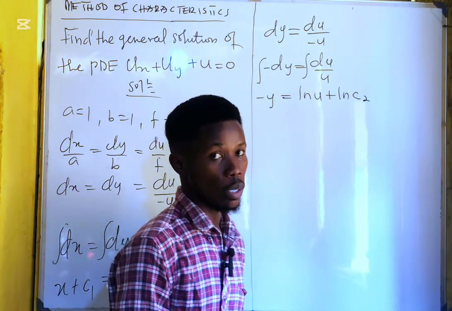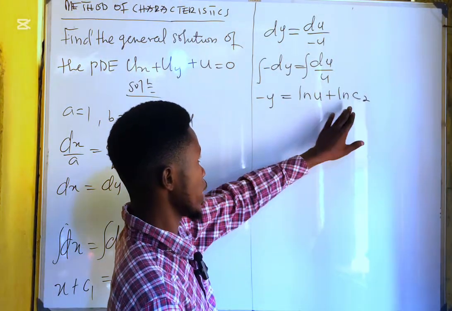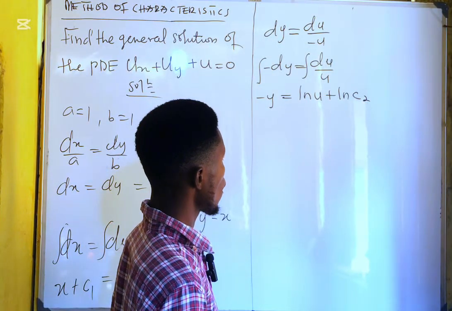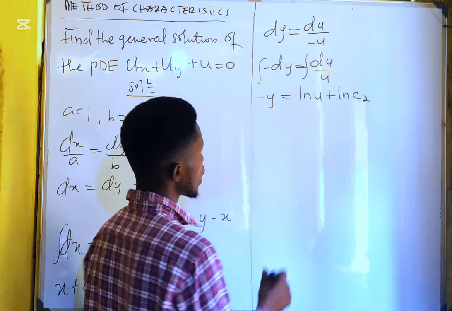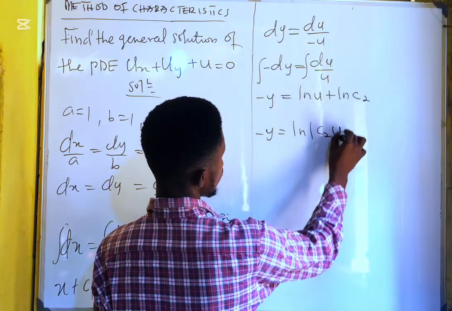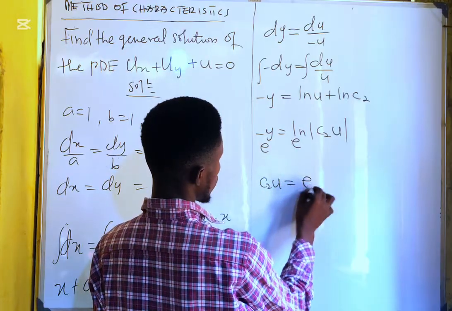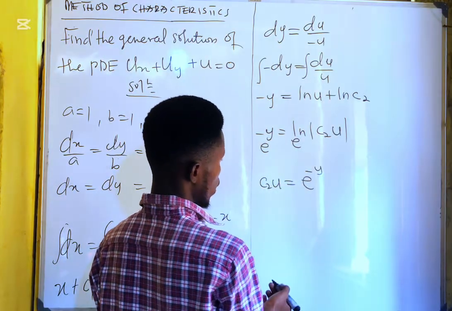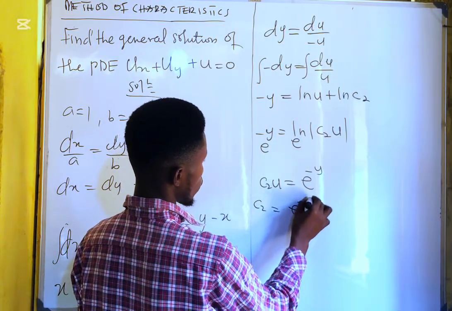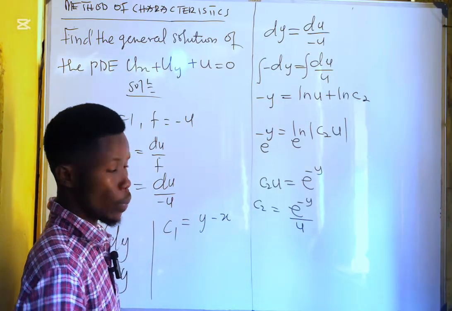The reason why I was naming the constants c is that you are going to get two constants. Now if you look at this one, I'm bringing the ln to the constant. You know why? There's ln here, so I can decide to do so. So in this case, I have negative y equals ln c2u. So you take e on both sides, you have c2u equals e to the power negative y. Is that okay? So you have to make this c2 the subject, so that I have e to the power negative y over u.